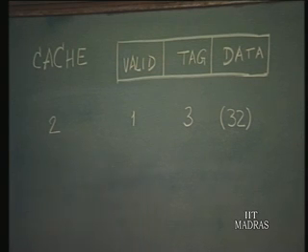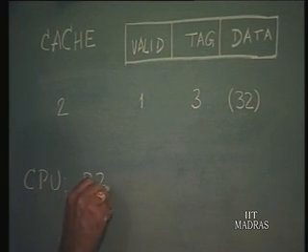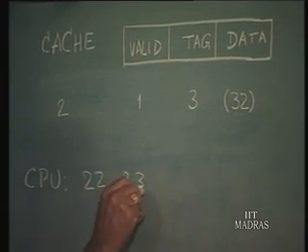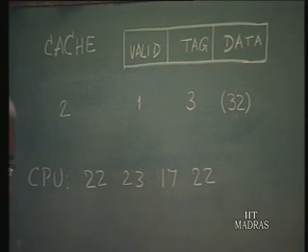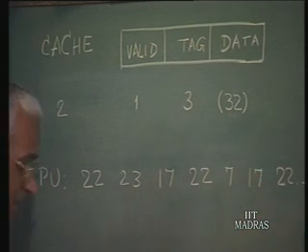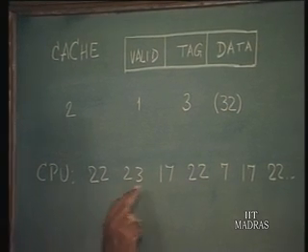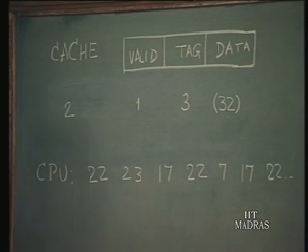Good, fine. Let us work out the relation between these. Suppose the CPU generates a sequence of main memory addresses like this. Assume first it generates 22, which is a little arbitrary, then it generates 23, then 17, then again 22, then 7, then 17, and then 22, and so on. Now, what exactly is happening? The CPU is generating these main memory addresses, and what will the cache contain for each of those instances? Let us work it out.